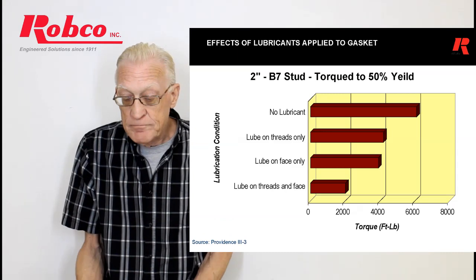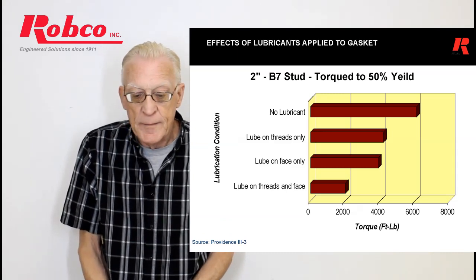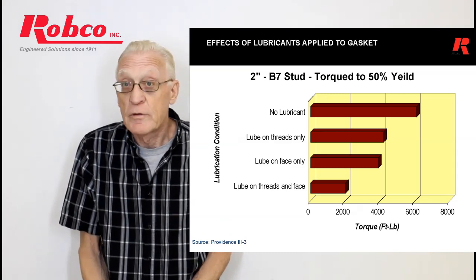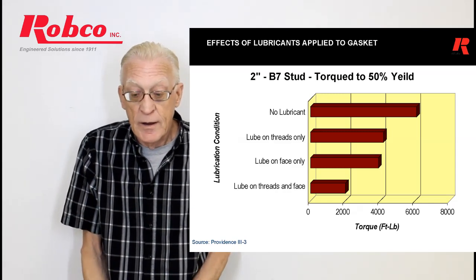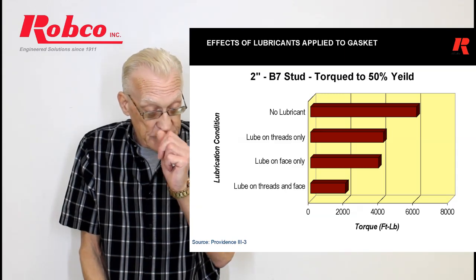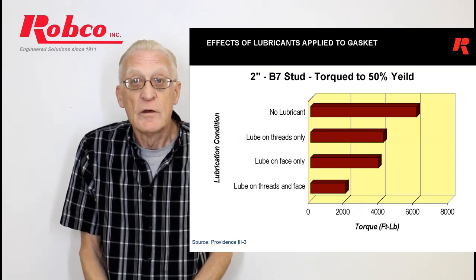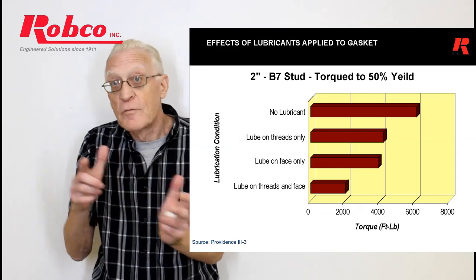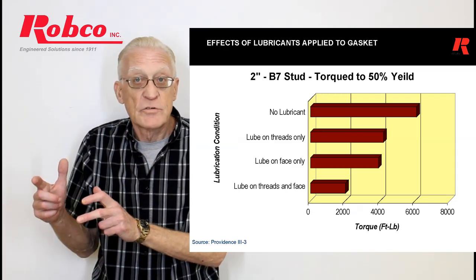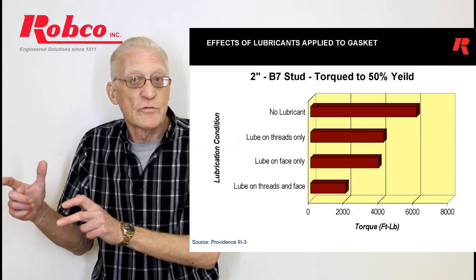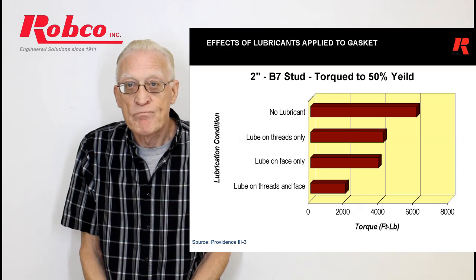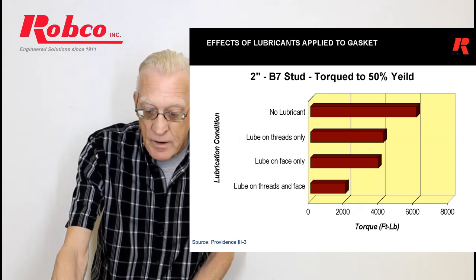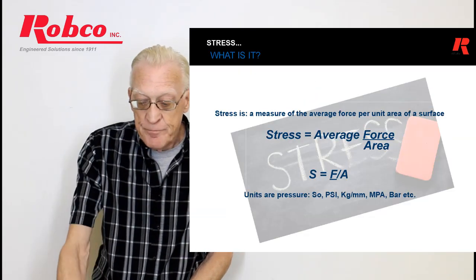Lube on the face only, pretty well the same idea. If you lube the entire bolt or stud and nuts and the entire apparatus, you can reduce your foot-pounds of torque required by 4,000 foot-pounds. That's how much non-lubricated bolts' friction stops the bolt from doing what it's supposed to do. So it's very important that you do that.